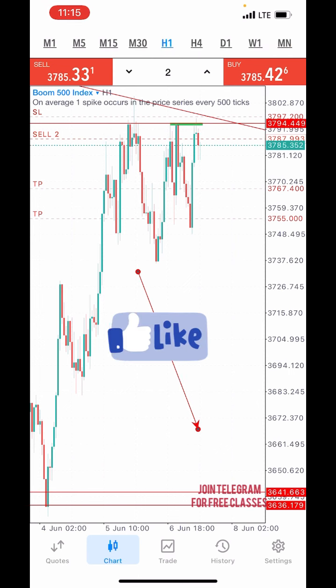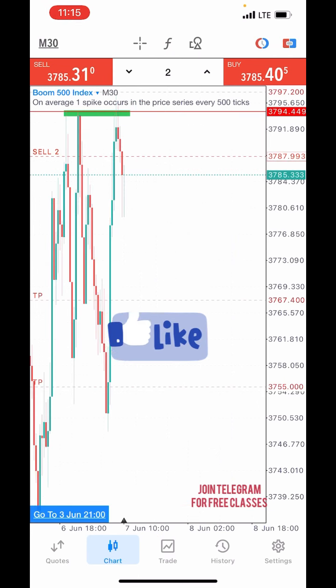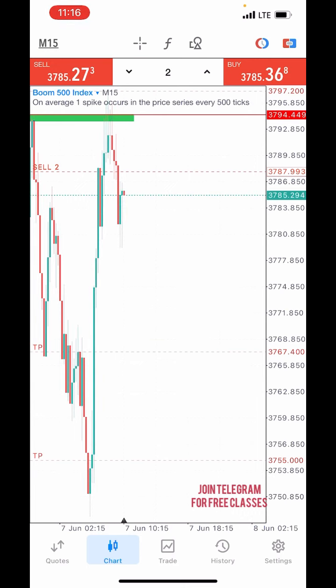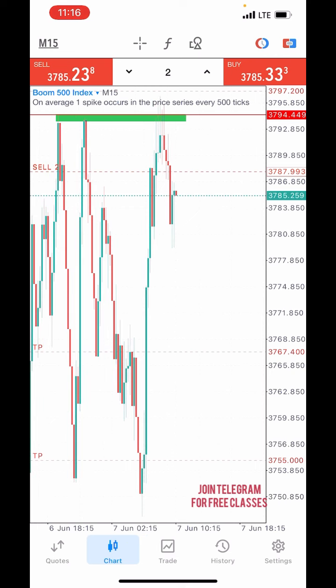Always remember to use good confirmation, candlestick confirmation, to confirm your trade, to know the market direction, where the market is actually going, what is happening in the market.